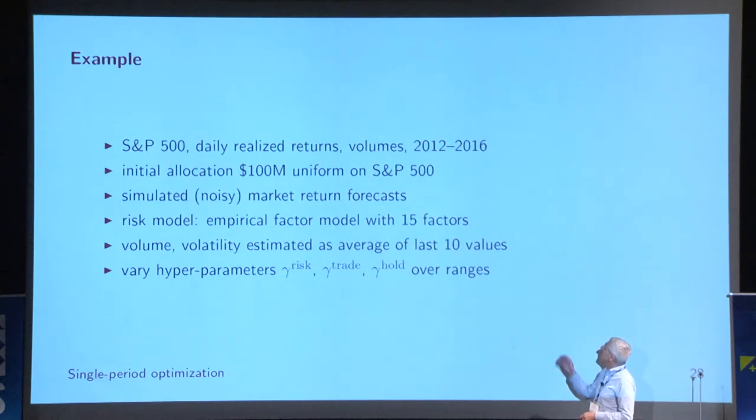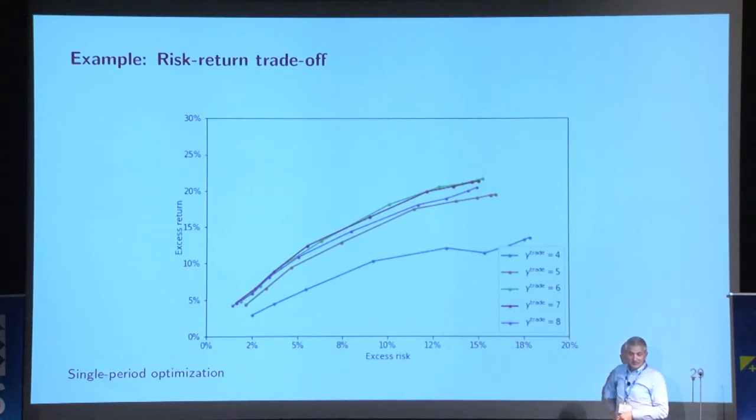Again, it's a tiny little problem. What we'll do is, the risk model is going to be a very simple thing. These are all very simple, but kind of reasonable things. And then we're just going to vary these hyperparameters over ranges, right? You can obviously do this in a fancier way. And you get pictures that look like this, and these are for different values.